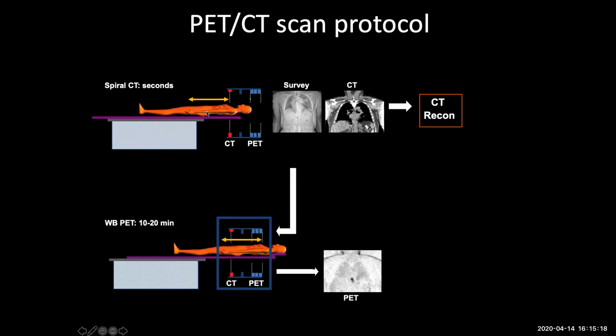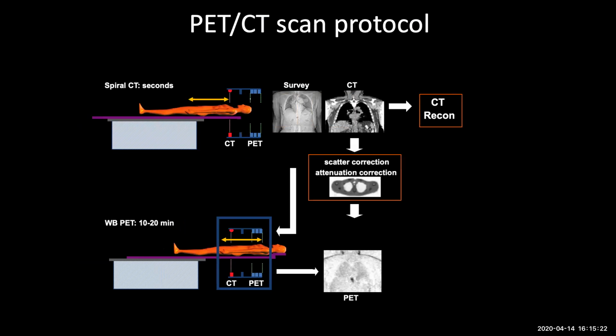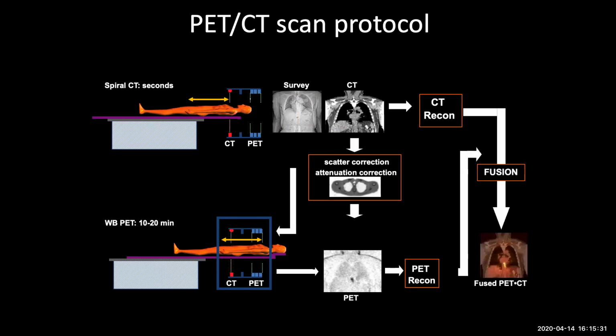We go for PET, about 10 to 20 minutes of acquisition. We get the PET image and apply the scatter correction and attenuation correction from the CT image to the PET image. After that, we do the PET reconstruction, then a fusion between the CT reconstructed image and the PET reconstructed image, and we get the final image between CT and PET.